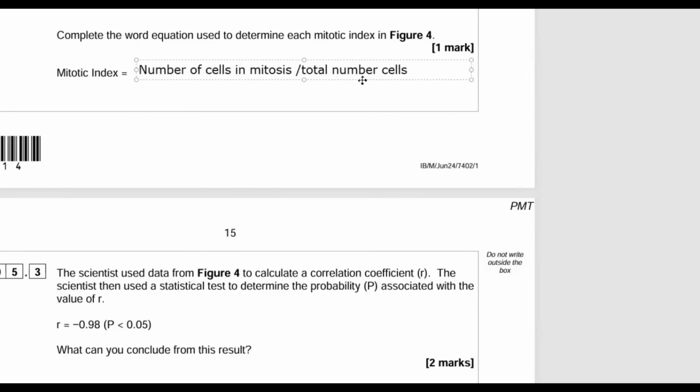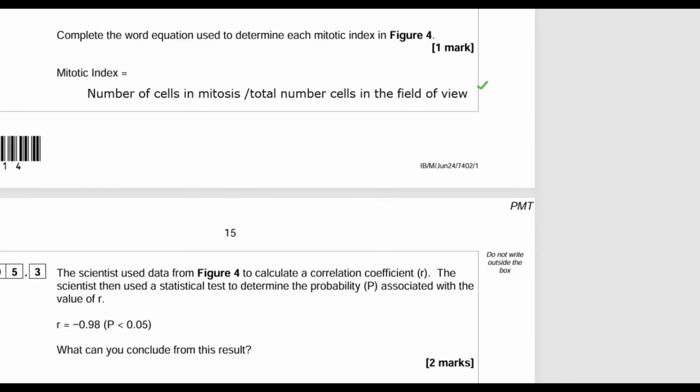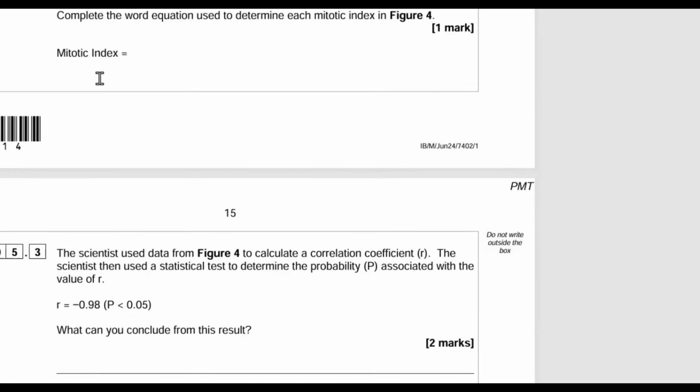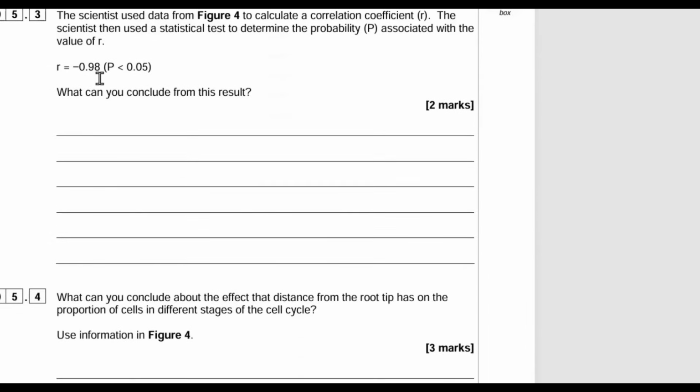So it should be the number of cells undergoing cell division over the total number of cells in the field of view. Maybe I need to put in the field of view, but we'd have to check the mark scheme on that one. But let's leave it at that, and that will get us a lovely fat mark. Right, I'm going to delete that now and let's go down. And of course, they could ask you something like, how long do these cells spend in the prophase?